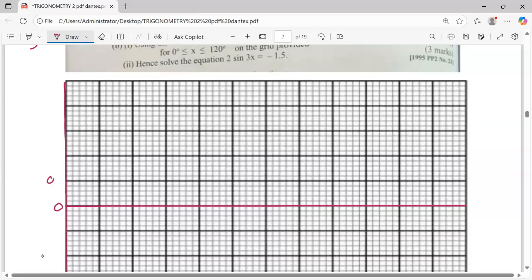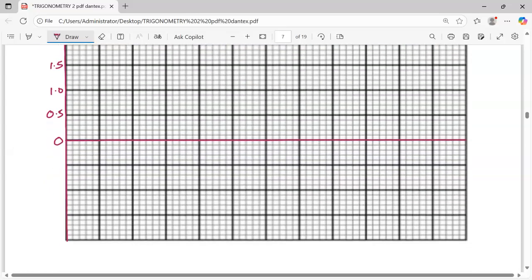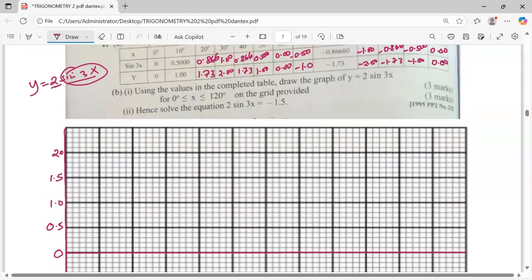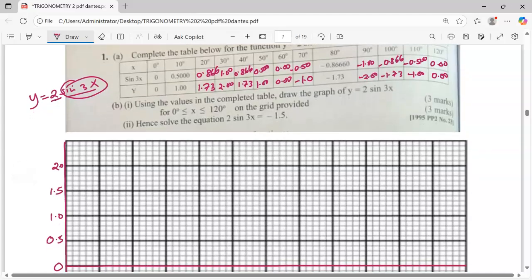So from 0 next we are going to have 0.5 on the y-axis, 1.0, then 1.5 and 2.0. And on the negative side we have negative 0.5, negative 1.0, negative 1.5, and lastly negative 2.0. Then on the x-axis, we are going to use 1 centimeter to represent 20 degrees.